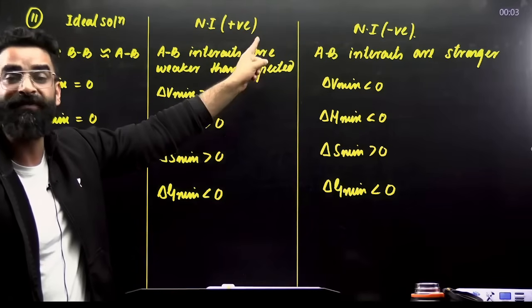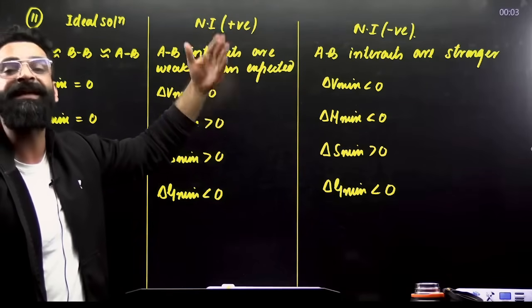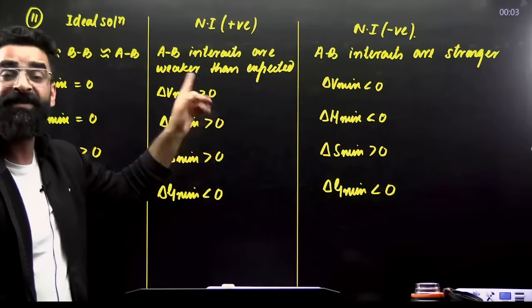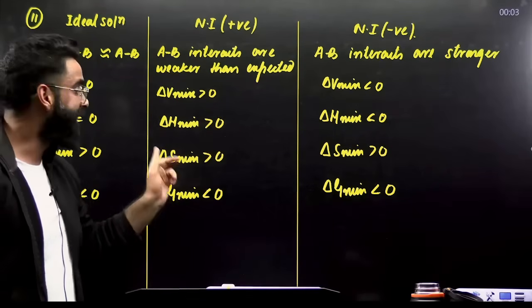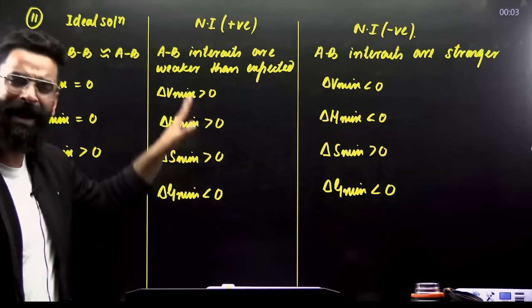Non-ideal solution showing positive deviation: AB interactions are weaker than expected. Delta V mixing is positive, delta H mixing is positive, delta S mixing is positive, delta G mixing is negative. Anything can be asked.